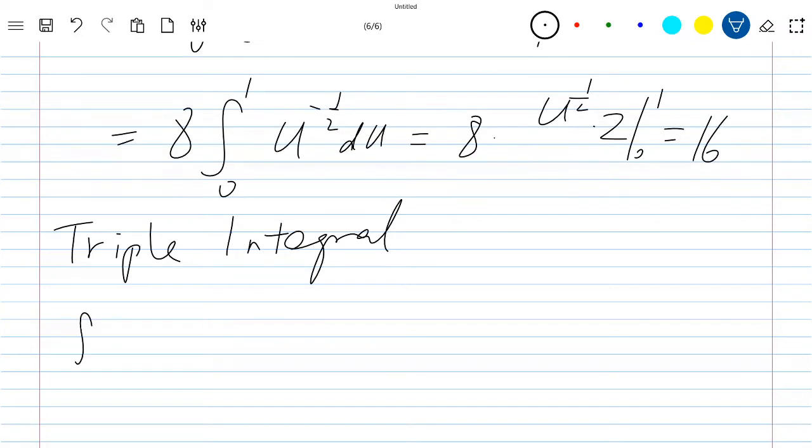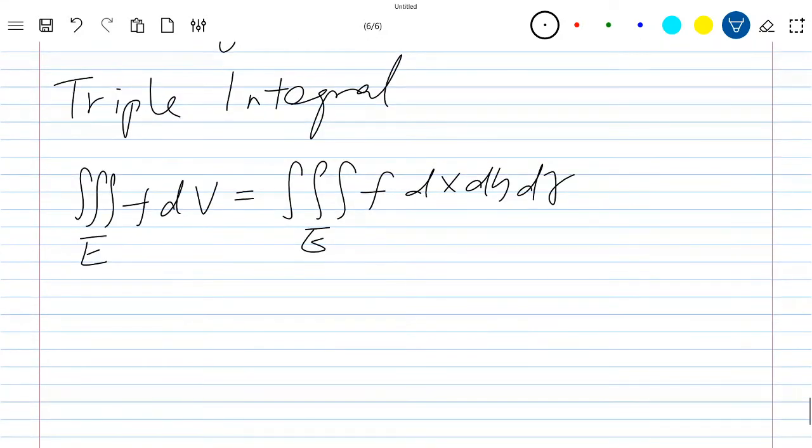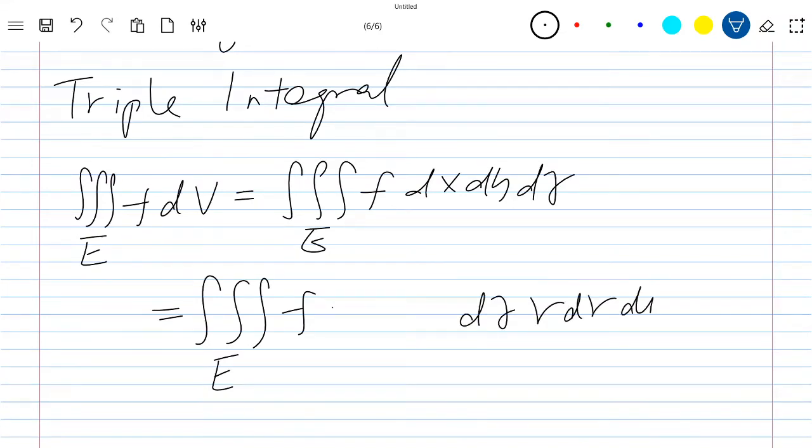Okay, the triple integral is on a 3D domain, and it can be written in quite a few ways. It can be written in x, y, z, and of course you also have y, z, x, x, z, y, z, y, x, etc. 6 ways. But more importantly, we can also write it in the cylindrical coordinates, which is dz, r, dr, d theta.